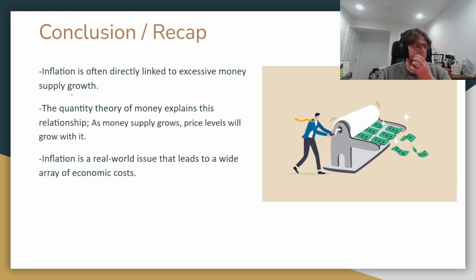And then a quick recap. Inflation is directly linked to excessive money supply growth. By the quantity theory of money, when money supply grows, price levels grow with it. Inflation is a real-world issue that causes a wide array of economic costs.